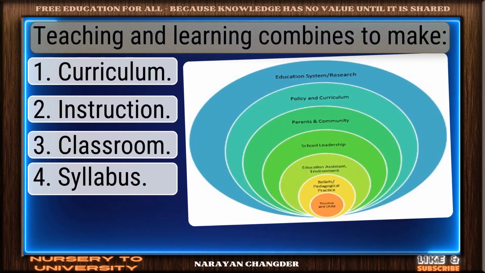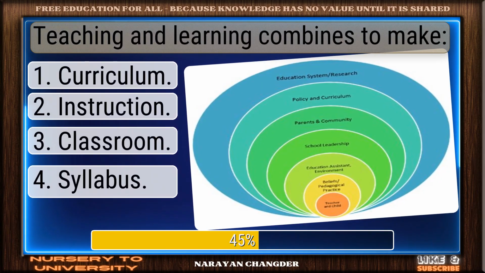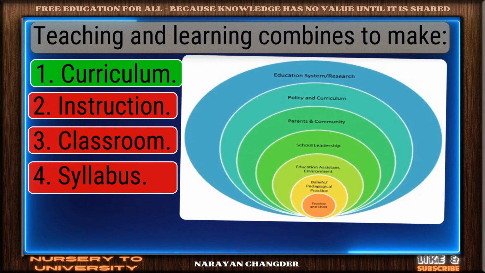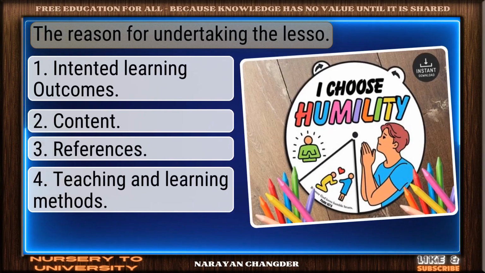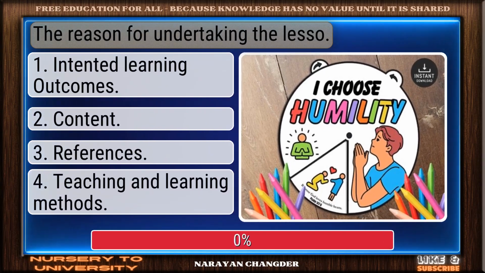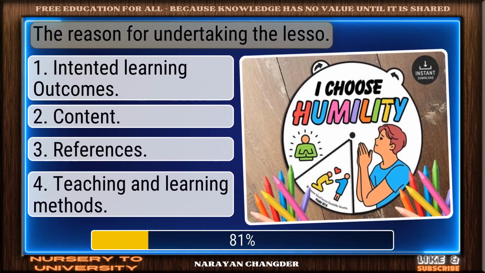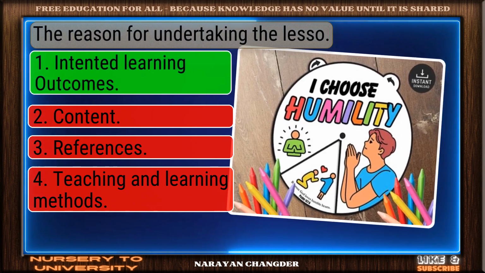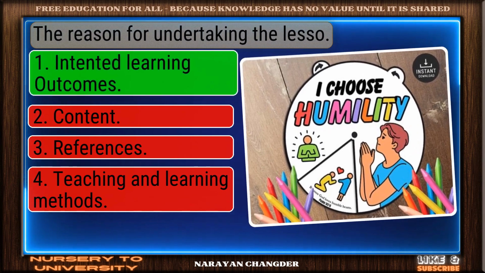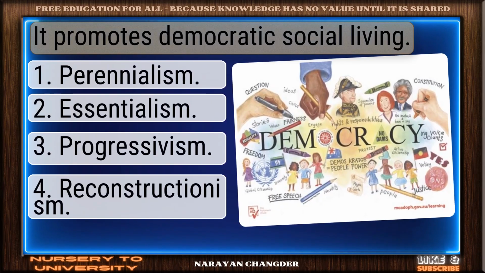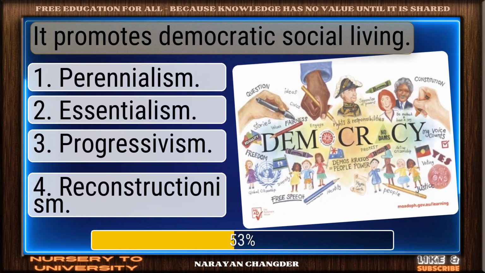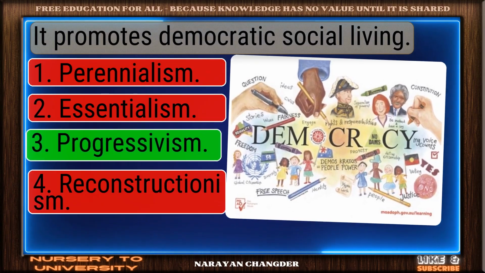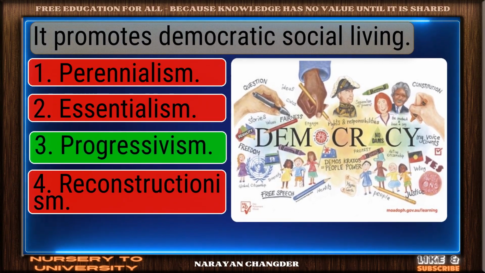Teaching and learning combines to make. Good thinking. Curriculum is the right answer. The reason for undertaking the lesson. Excellent. Intended learning outcomes is a brilliant choice. It promotes democratic social living. Right again. Progressivism is a valid answer.